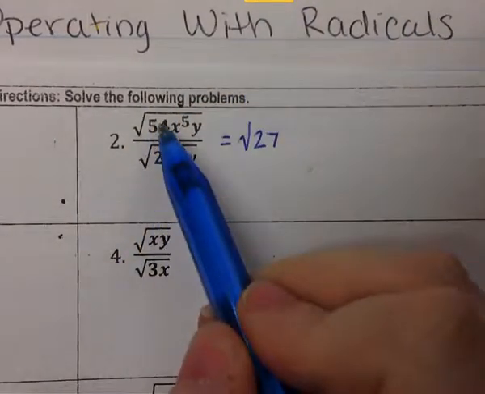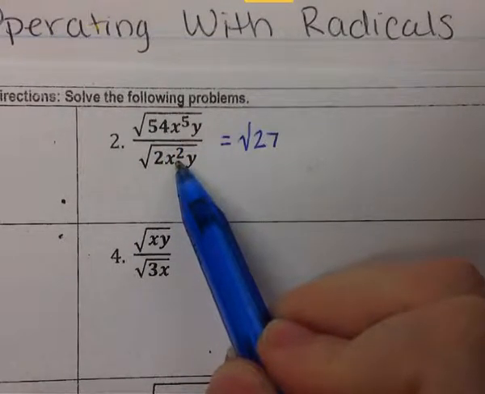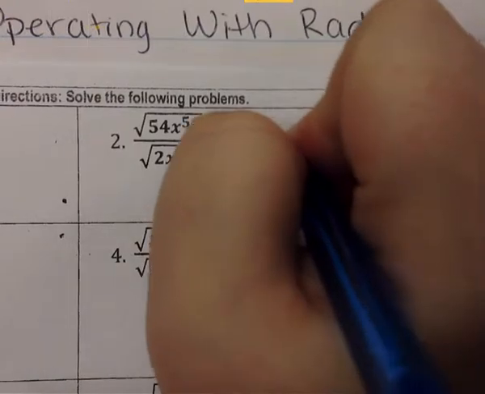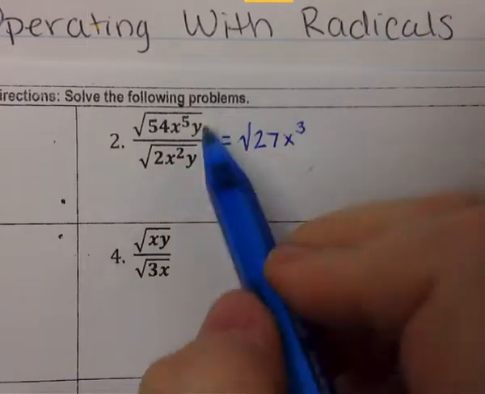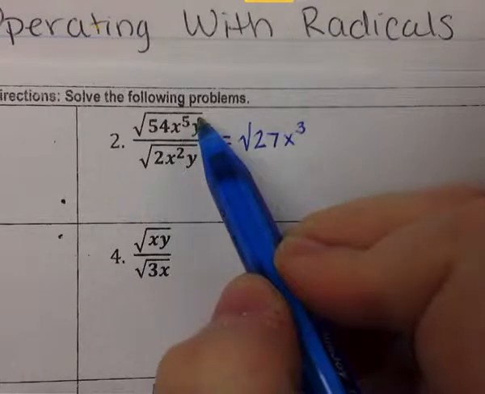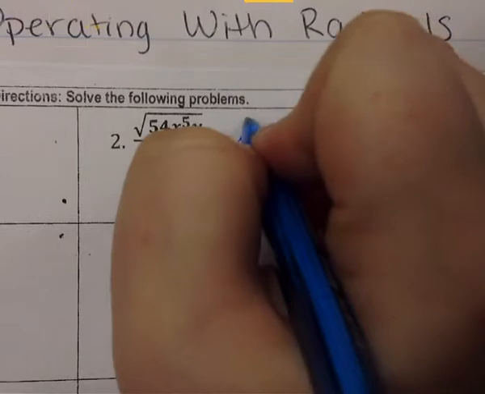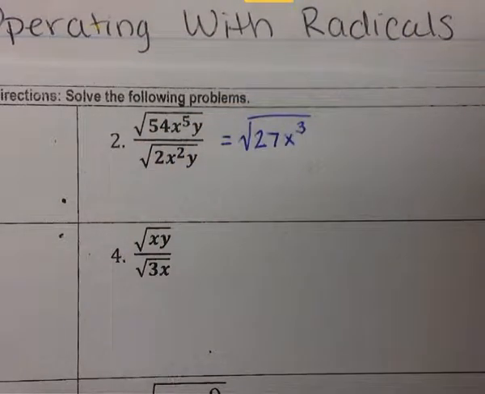So far that's going to be in our numerator. X to the 5th divided by x squared is x cubed in our numerator. And y divided by y goes away. So y divided by y is just 1. So this would just be times 1. So we can end that. Now this is all in the numerator now, so we do not have to rationalize the denominator. We just have to simplify.